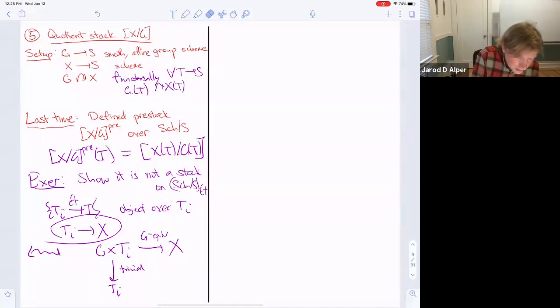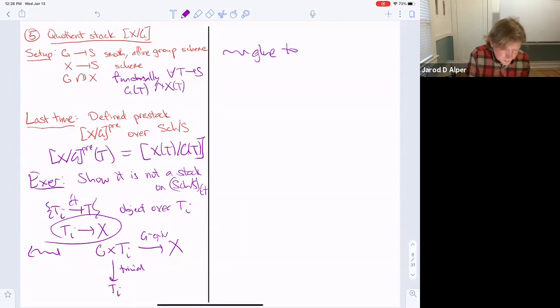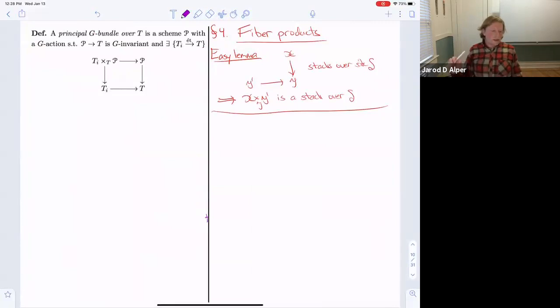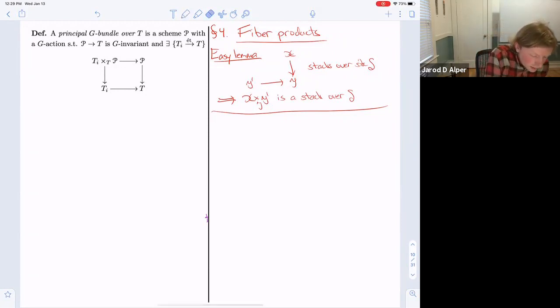So the point is that this, in the end, will glue to P over T, a G bundle. This is sort of motivation. But let me precisely define G bundle, and then precisely define the quotient stack. This is an important notion that we'll use in the class. It's something that maybe you don't see in a first year course on schemes, but it's a very conceptual notion that appears all over mathematics. And that's the notion of a G bundle.